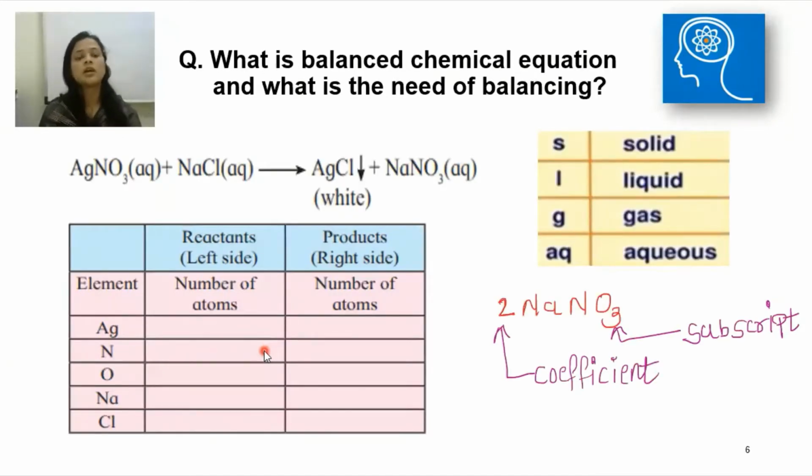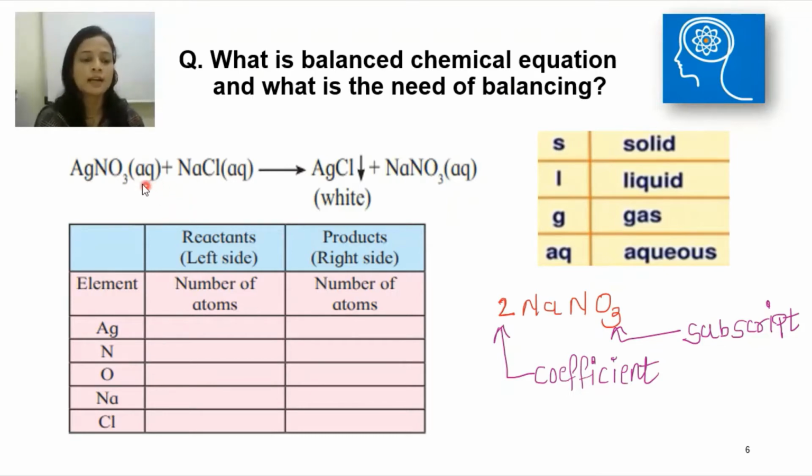Okay, so another question comes: what is a balanced chemical equation and what is the need of balancing the chemical equation? See, in the chemical equation, this forward direction arrow works as an equal to sign. Okay, so it means equal to. Here, this left part is nothing but the reactant side, and this right hand side part is nothing but the product side. Okay, so here this is the given chemical reaction which is already balanced.